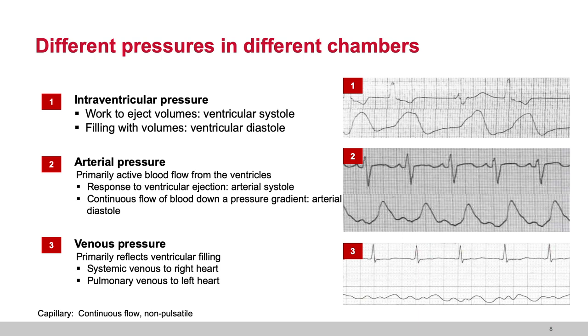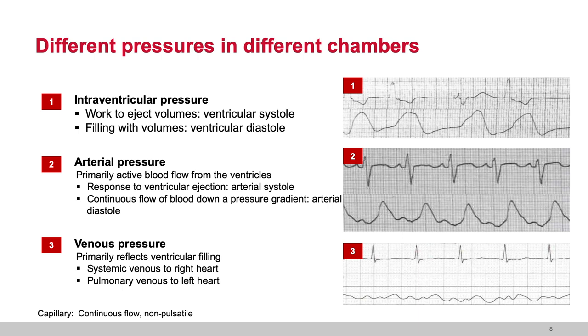Arterial pressures are the primary active response of the arteries to the ventricular ejection. The response to ventricular ejection actually interrupts the constant flow of blood, which is called diastole. So flow, flow, flow, eject. Flow, flow, flow, eject. Diastole, systole. Very important, because that systolic push of blood is what keeps the blood continuously flowing.